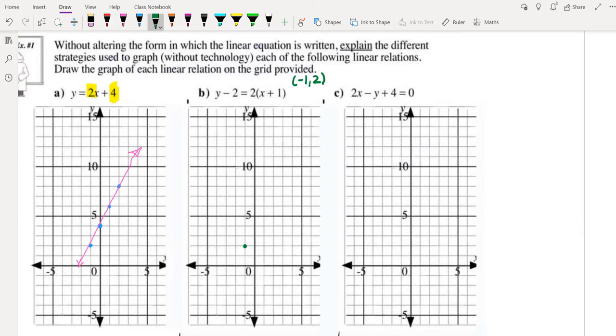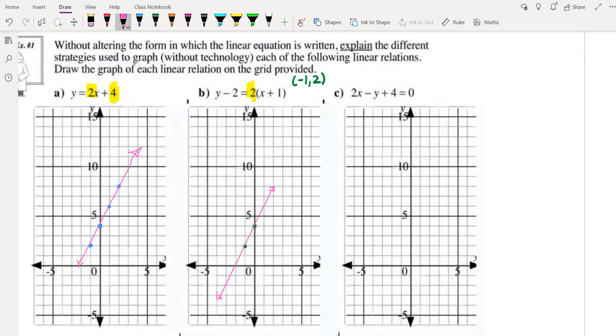Now we use our slope, which is 2, to determine another point on the line. So our slope, just like before, is 2. So a rise of 2 and a run of 1. So we go up 2 over 1. That would be our line. Now grab your ruler and draw your line. Okay.